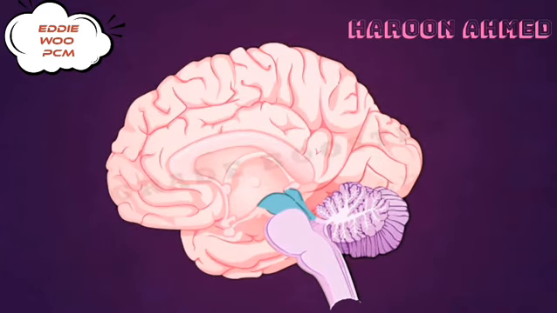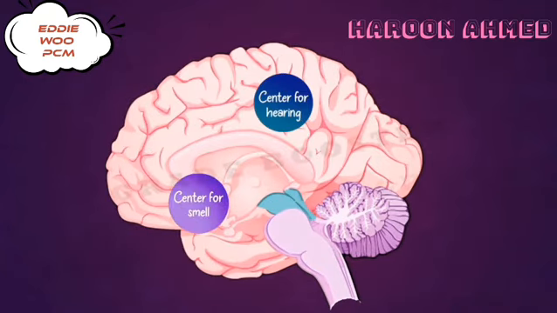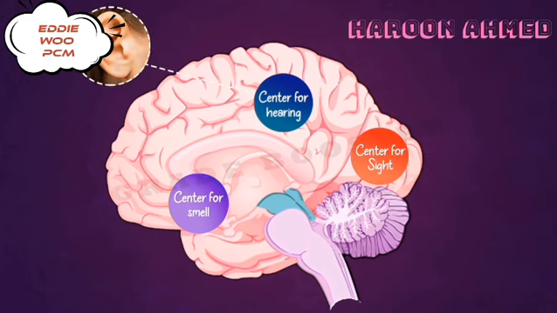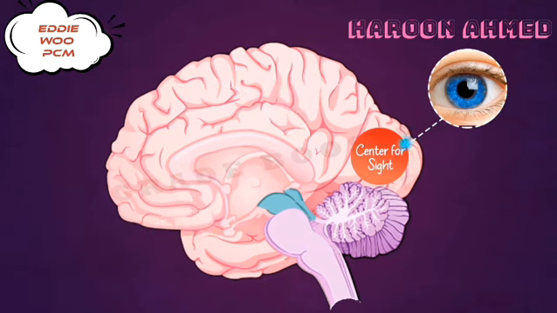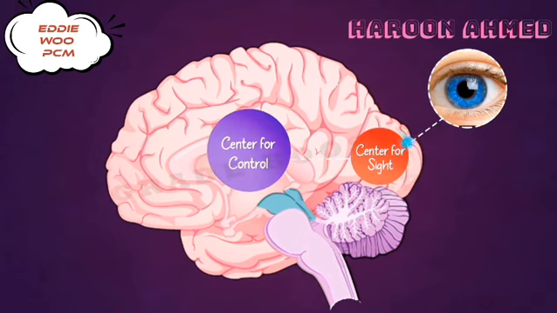Forebrain has regions which receive sensory impulses from various receptors. The forebrain has different centers for hearing, smell, sight, etc. The information from different sense organs is analyzed and compared with the information already stored in our brain. Based on this analysis, the forebrain takes a decision and sends it to the area of the brain which controls the movements of our voluntary muscles.